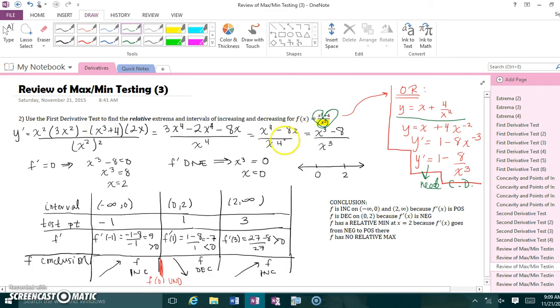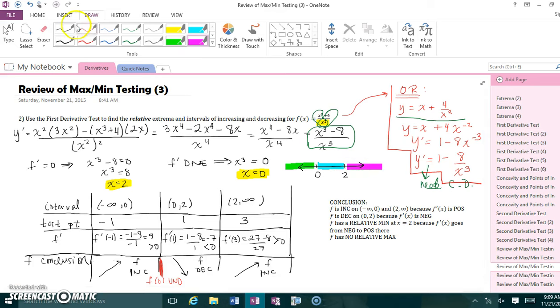I canceled an x right here, and this is my first derivative. I need to know where my first derivative is 0, so I set my numerator equal to 0. Here's 1 critical point. I need to know when the first derivative doesn't exist, so I set my denominator equal to 0. Here's my other critical point. I make a number line of them. So one interval is from negative infinity to 0. Another interval is from 0 to 2. And another interval is from 2 to infinity. So they're right here. This is when I need to do the full-blown table.